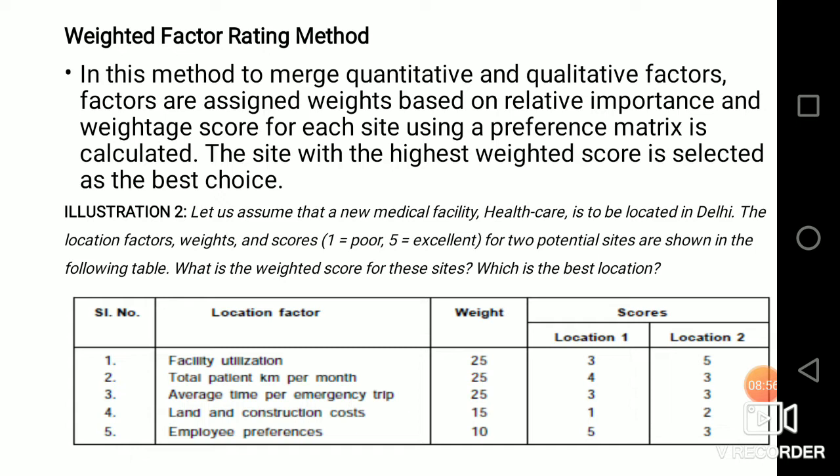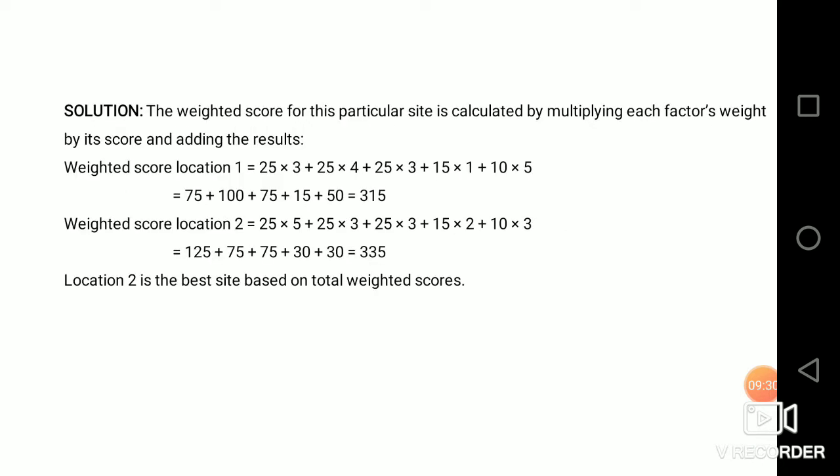So there is a slight difference between the previous model and this one. We are giving equal weightage to the first 3 factors, that is facility utilization, total patients kilometer per month, and average time per emergency trip. These 3 factors are the most important factors for a health institution, so we are giving the higher weight here. The scores assigned for location 1 are 3, 4, 3, 1, 5, and for location 2 we assigned 5, 3, 3, 2, 3 for each factor. So now we are going to solve it.